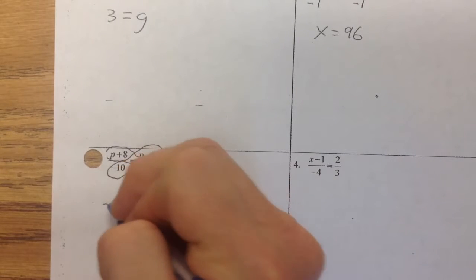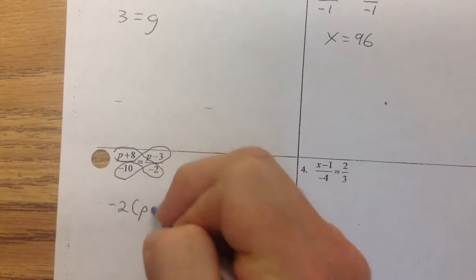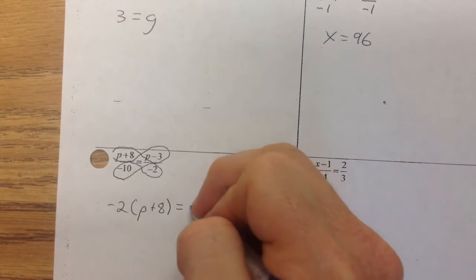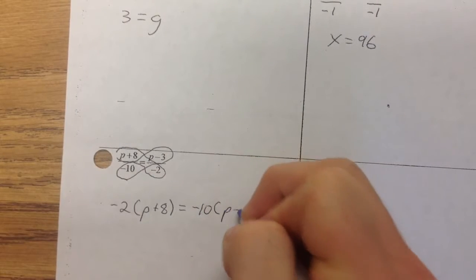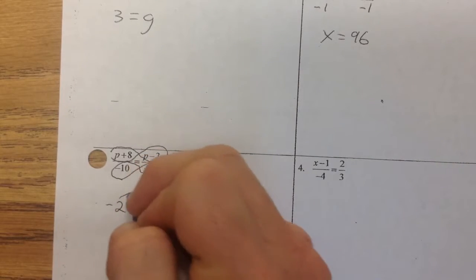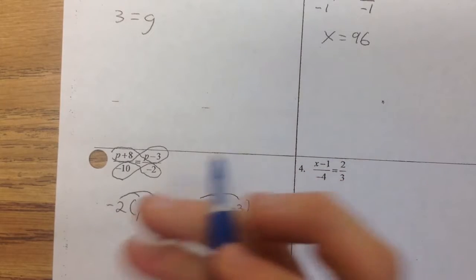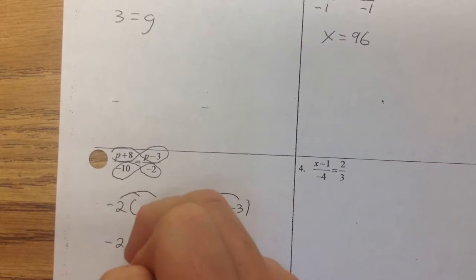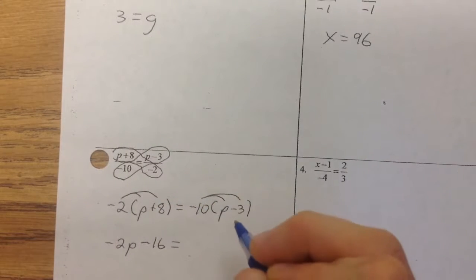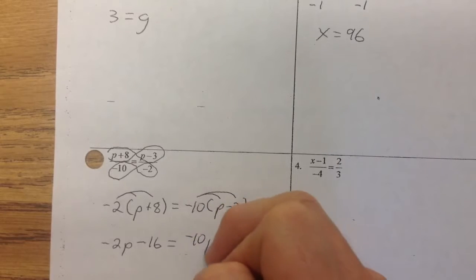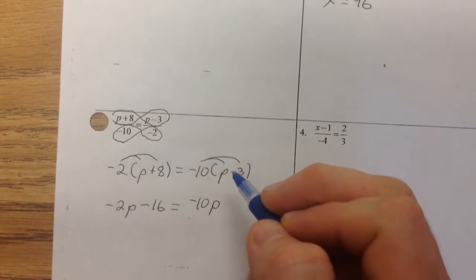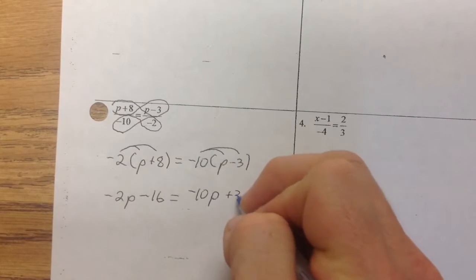So the way we represent that is negative 2 parentheses p plus 8, close your parentheses, equals negative 10 parentheses p minus 3. So we've got a little extra work to do because we're going to have to do the distributive property on both sides. Negative 2 times p is going to be negative 2p. Negative 2 times a positive 8 is going to be a minus 16, equals negative 10 times p is going to be negative 10p. And then here, where we have a negative times a negative, that's going to give us a positive. So we're going to end up with a plus 30.